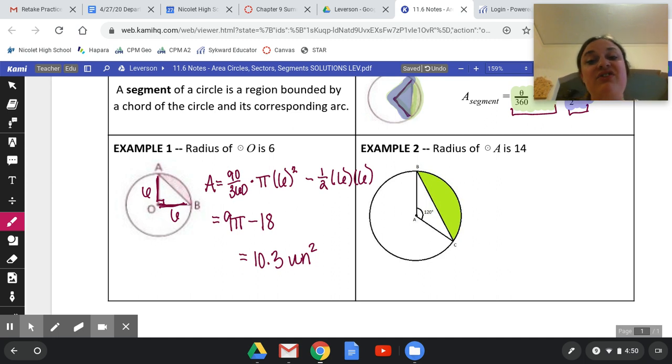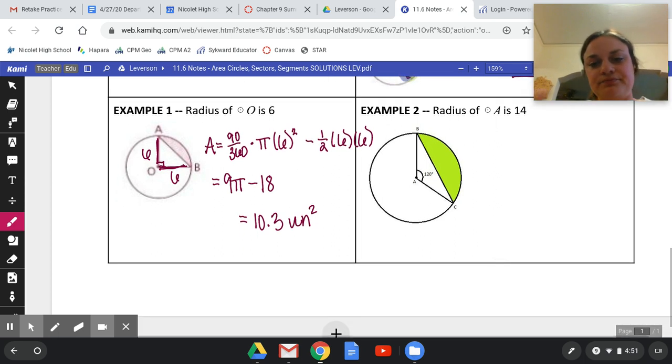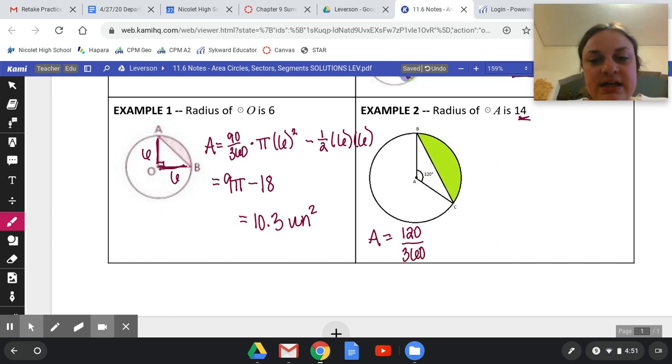All right. So if you look at example 2, this is a little bit more difficult. It's not terrible, but it's fine. So you still need to find the area of the full sector. So the area of the full sector is still pretty easy. My radius is 14. Okay, great. So I'm going to take area equal to 120, which is my central angle, my theta, 120 over 360 times pi r squared. So pi times 14 squared.